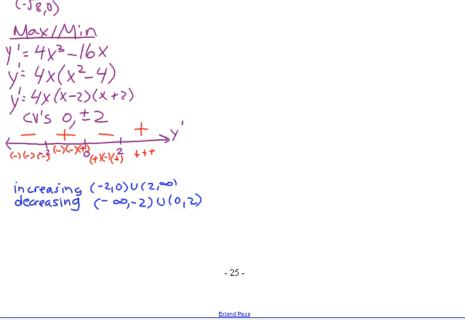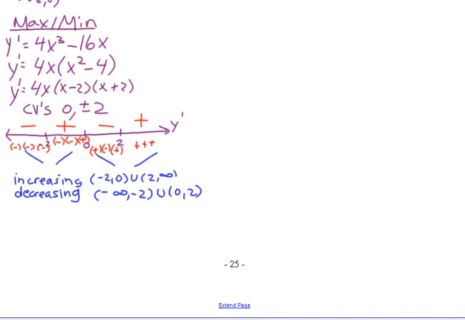What else is important here when we do max mins? We did the increasing, decreasing, and you also actually have to find the points of maximum and minimum. You might want to draw the lines, right? We have decreasing, increasing, decreasing, increasing. So at -2 and 2 would be a local min. So local min at -2 comma something and 2 comma something.